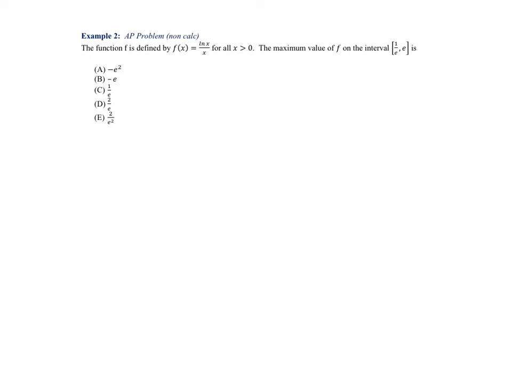Alrighty, example 2. This is an AP style problem, no calculator allowed. The function f is defined by f of x equals natural log of x over x for all x greater than 0. The maximum value of f on the interval 1 over e to e is... okay, so at this point, when you're looking at this problem, you should see maximum value. That should make you think max-min existence theorem, right? And the first thing you should think in your head is continuous and closed. So I see the closed interval here. That closed interval exists within the domain of the function, x greater than 0. Therefore, check on both of those.